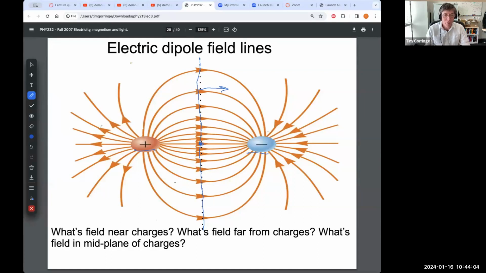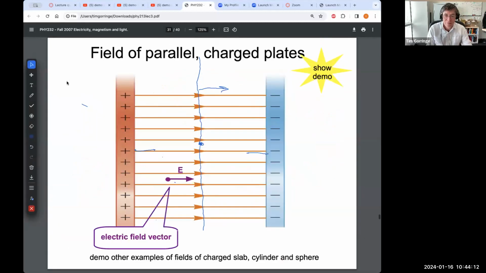One more, I think. I want to show you one more, and I want to show you this because we're going to come back to this in later classes. This is the electrical field of a positive plate over here on the left-hand side and a negative plate over there on the right-hand side.